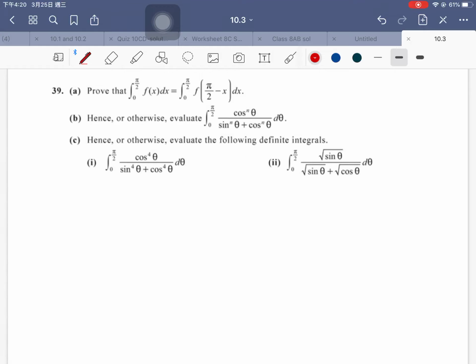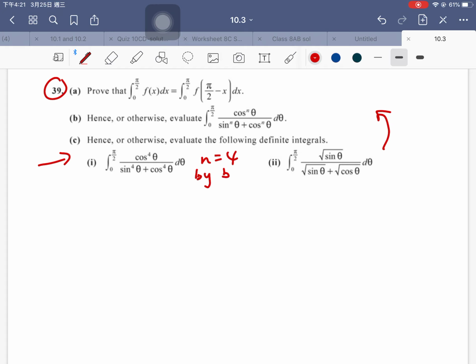Look at this question, question 39. We're going to do part C. You see that it is a little bit complicated, these two. Okay, then we look back. This is exactly the value of n equals 4. So by using part B, you put the value of n equals 4.